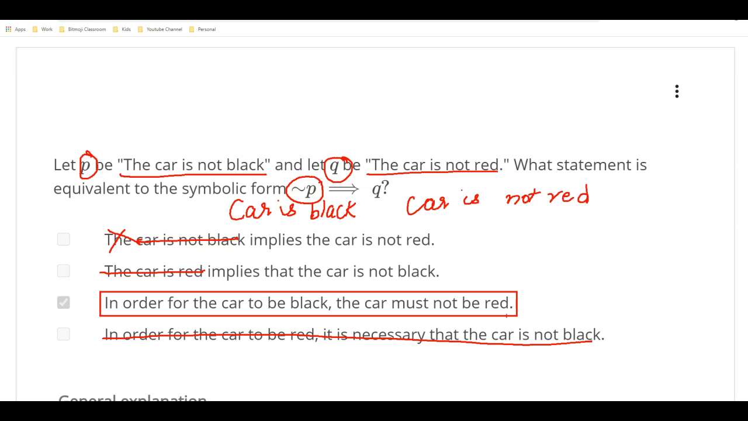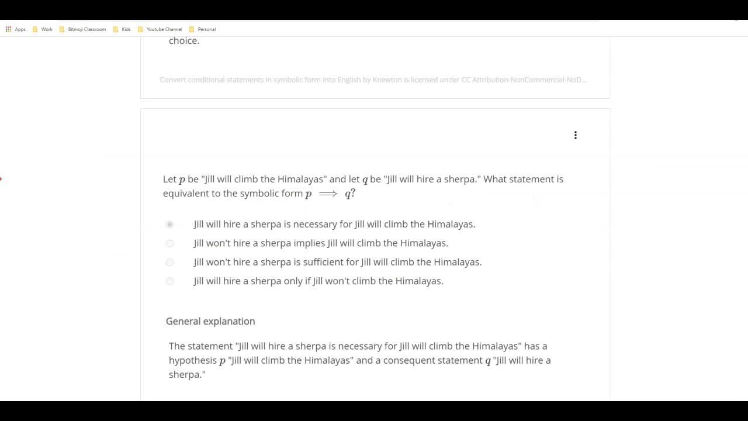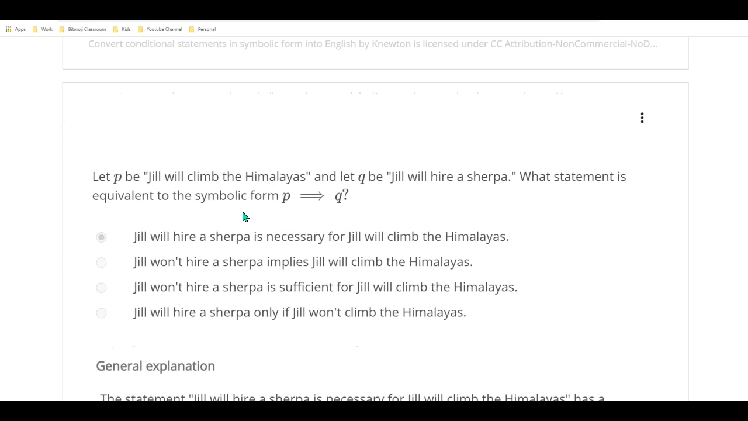All right, let's look at the next problem. Let me increase this one. Oh, whoa, that's too big. All right, let P be Jill will climb Himalayas, and let Q be Jill will hire a Sherpa. What statement is equivalent to the symbolic form P then Q? Keep in mind there's no negation here. Everything is simple. My first step is to take away everything that is negating. Won't hire, nope. Won't hire, nope.